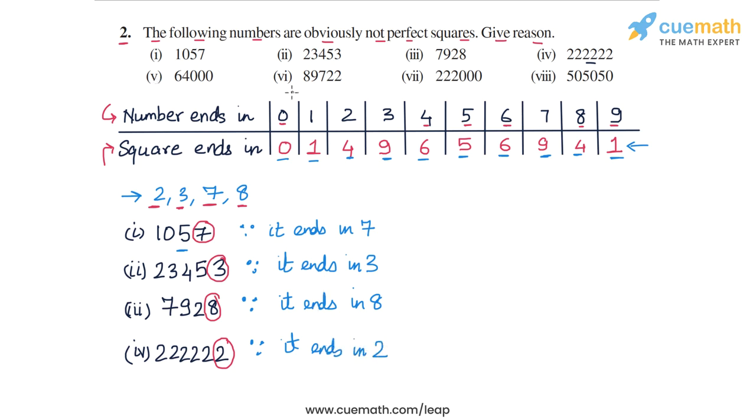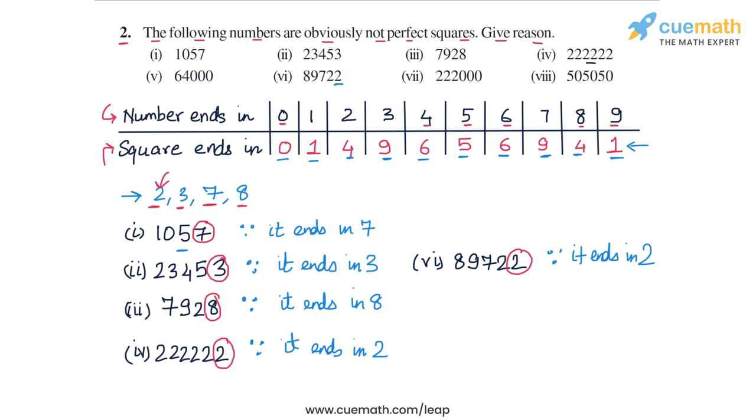Let's first do part 6, because in part 6 also the units digit ends in 2. So in part 6, the number is 89722 and the units digit of this number is 2, and we saw that 2 cannot be the unit digit of a perfect square. So the reason this number is not a perfect square is because it ends in 2.